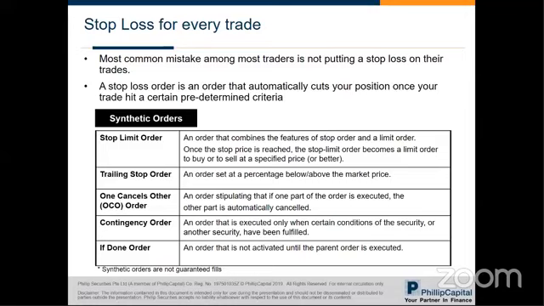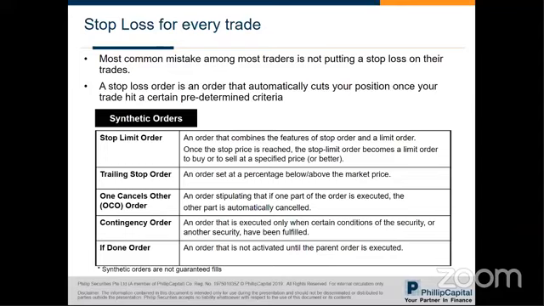So you can use this contingency order, or you can use an if-done order when you have one existing order, such as you want to buy StarHub and Singtel. Once your StarHub order is done, you decide at what price you want to buy Singtel. Then we'll send another order to buy Singtel based on your predetermined conditions. This is called an if-done order.